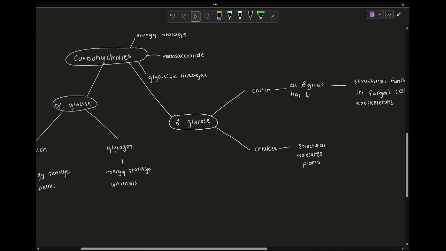So let's also talk about alpha glycosidic bonds versus beta glycosidic bonds. Alpha glycosidic bonds have both alpha glucose, where the hydroxyl group points down. And then beta glycosidic bonds have both beta glucose, but one of the hydroxyl groups points up while the other points down. So that is a bit of a difference. So yeah, that was carbohydrates, and we can go on to lipids later.